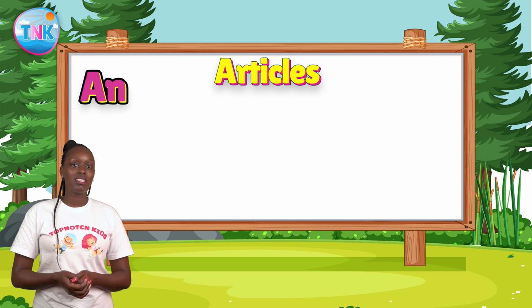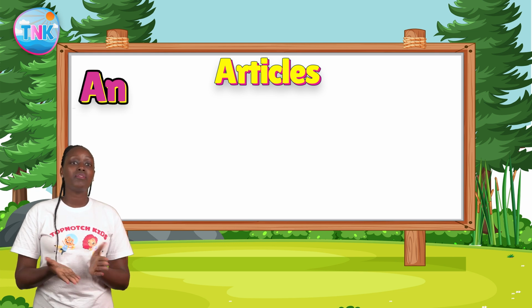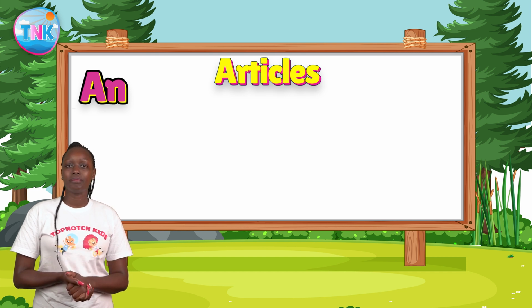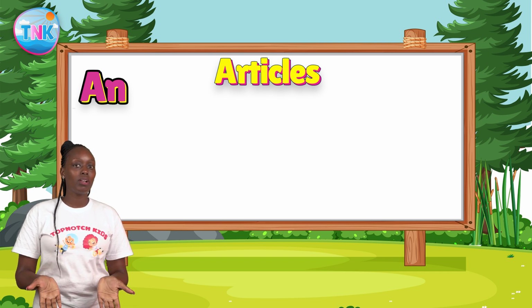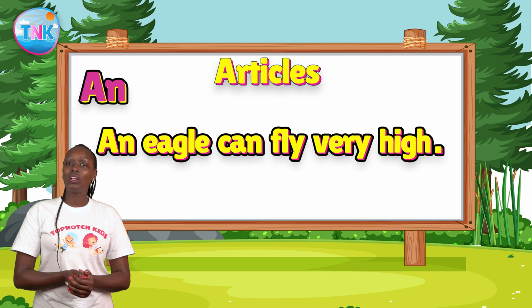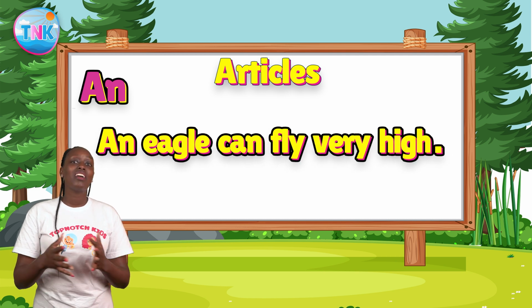An is used with non-specific words that start with a vowel. Example: I love an apple. An eagle can fly very high.